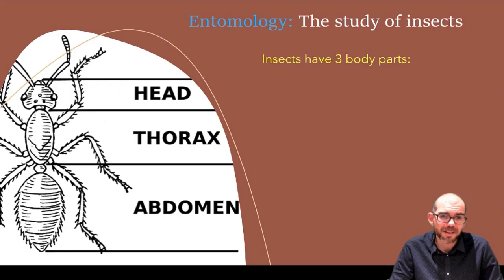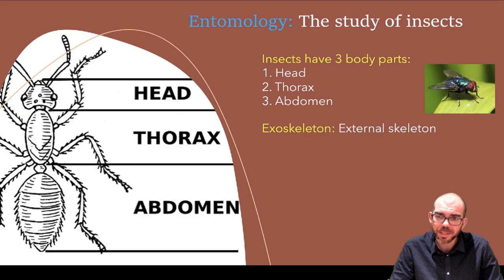Insects are defined as having three unique body parts or segments. First part is the head. That's where you find the sense organs, the eyes, the antennae, and the mouth. Then there's the thorax right below the head, and below that is the abdomen. Insects have an exoskeleton, which is just an external skeleton. The exoskeleton does not grow, so as the insect grows inside the skeleton, it has to shed or molt its exoskeleton and grow a new one anytime it gets bigger.